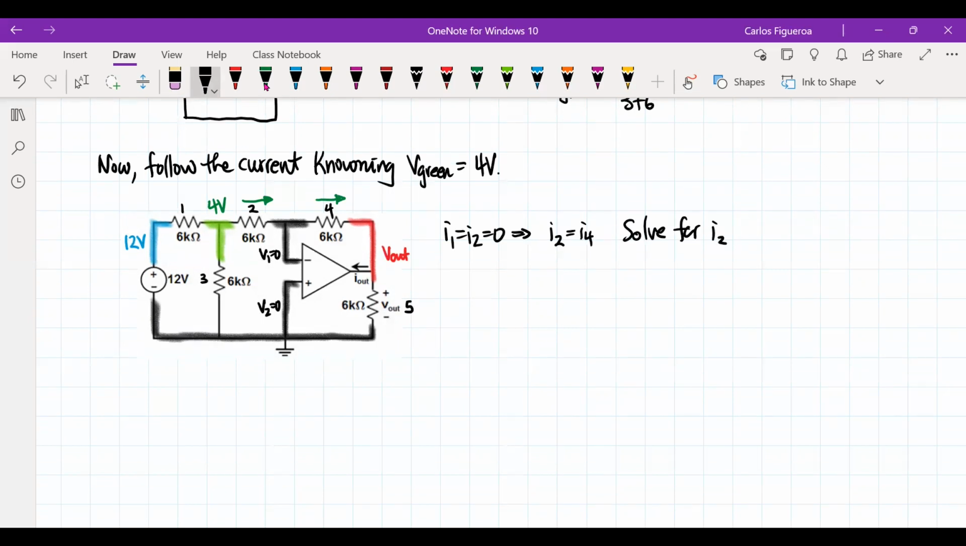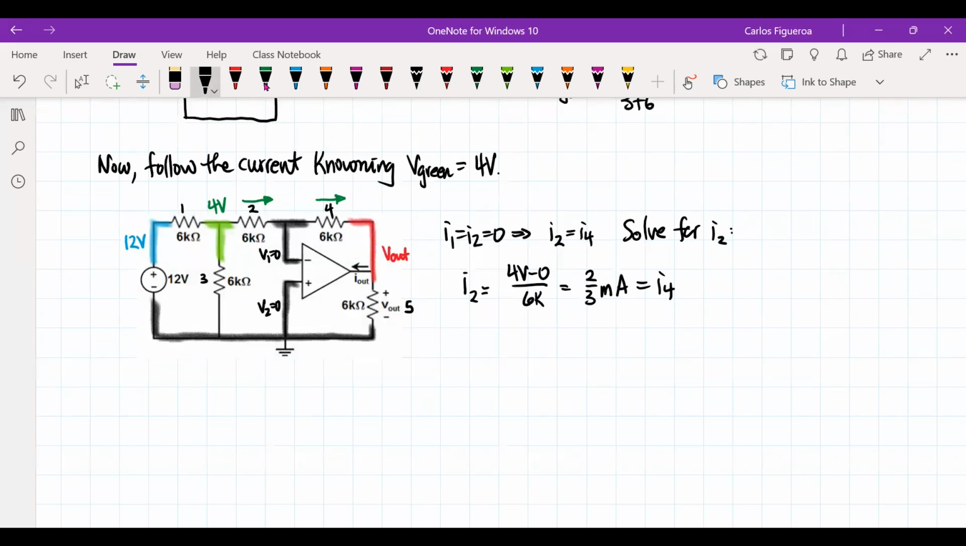for I2 resistor. If I do that, note that I2, the current of the 2 resistor, has got to be 4 volts minus 0 divided by 6K, which gives me 2/3 milliamp, which is now the current of the 4 ohm resistor.